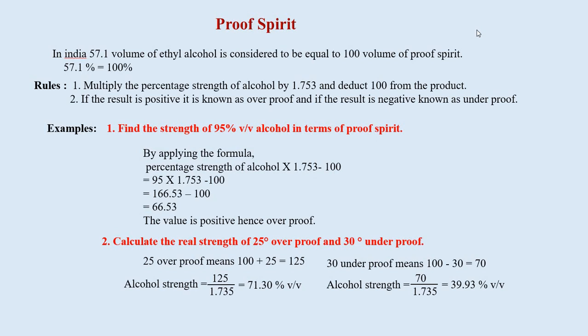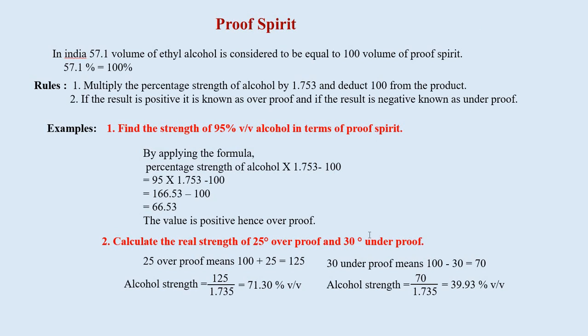First, what is proof spirit? Proof spirit is an aqueous solution which contains 57.1% volume by volume, which is exactly equal to 100%. While calculating proof spirit there are two rules. First, whatever percentage alcohol strength they give, you multiply with 1.753 and deduct 100 from that product. If the resultant value is positive, it is overproof, and if it is negative, it is underproof. These are the basic things.